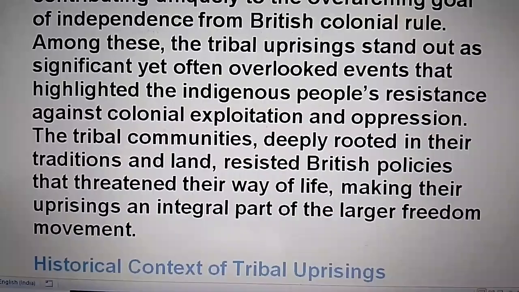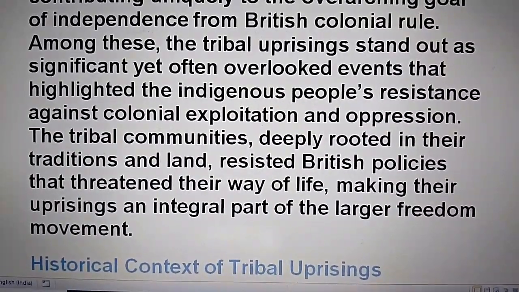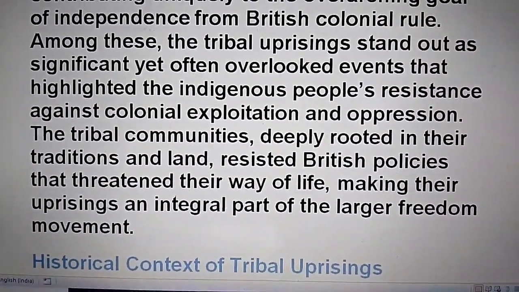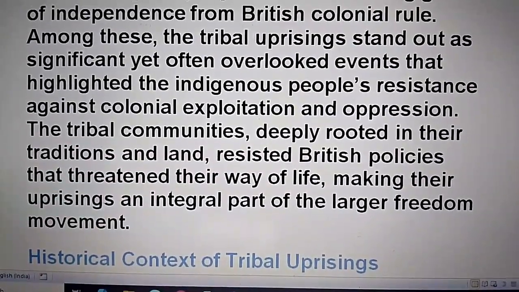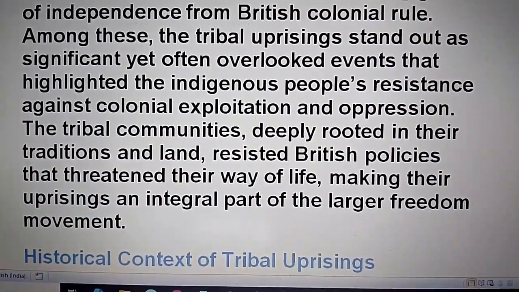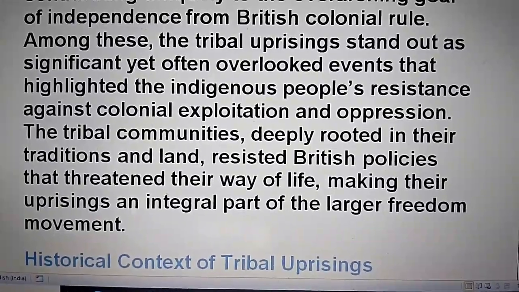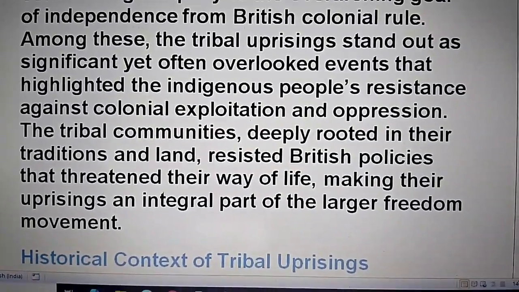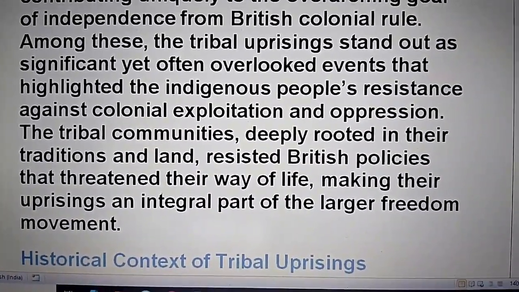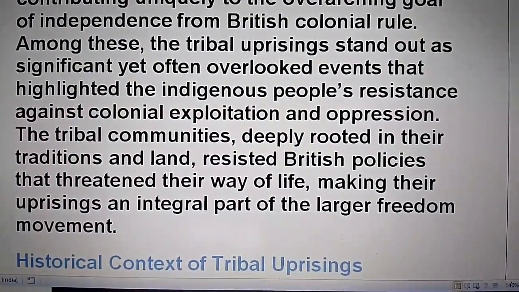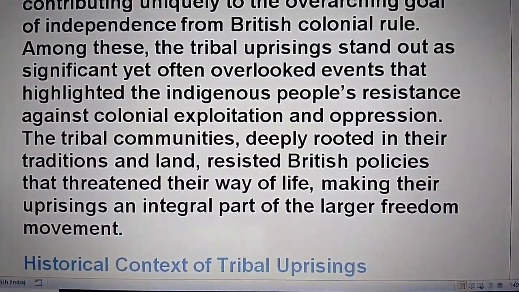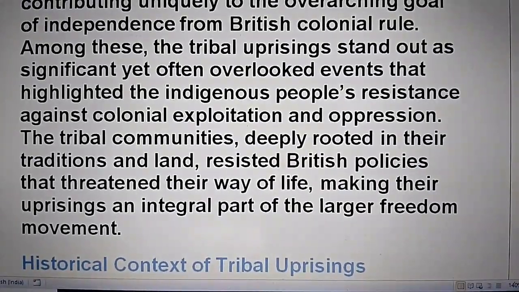Among these, the tribal uprisings stand out as significant yet often overlooked events that highlighted the indigenous peoples' resistance against colonial exploitation and oppression. The tribal communities, deeply rooted in their traditions and land, resisted British policies that threatened their way of life, making their uprising an integral part of the larger freedom movement.